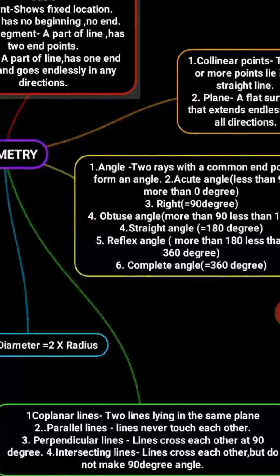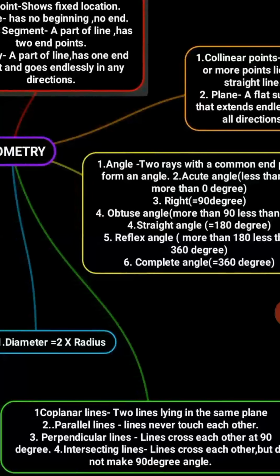In the third video you have seen coplanar lines. Two lines lying in the same plane are called coplanar lines. Next, parallel lines. 2 lines that never touch each other are called parallel lines. Perpendicular lines cross each other with the formation of a 90 degree angle. Intersecting lines cross each other but do not make a 90 degree angle.